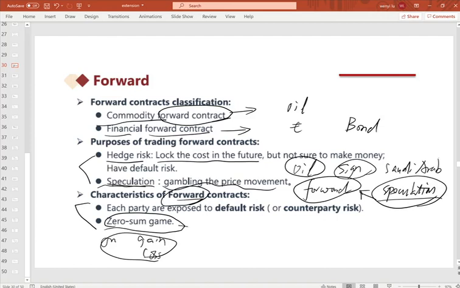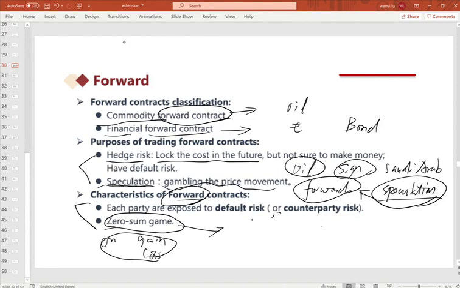For example, for the forward contract I just showed in the previous examples, suppose the oil price goes up. The dealers, the counterparties, will sell the oil cheaper than the market price to me, so I make the gain. On the other side, the dealer will take a loss. So the gain will equal the loss. There's no extra wealth generated for the society, for the whole economy.